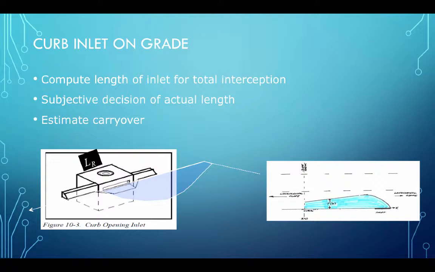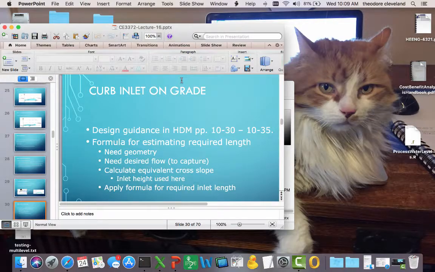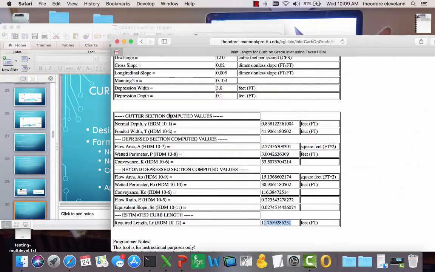These inlets come in 5, 10, 15, 20, and 25 foot opening lengths. I believe 25 is the biggest. The design guidance is discussed in the Hydraulic Design Manual, pages 1030 through 1035. Let me briefly exit the presentation and find those.